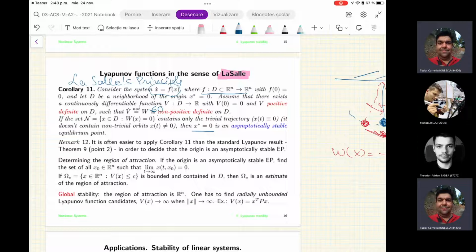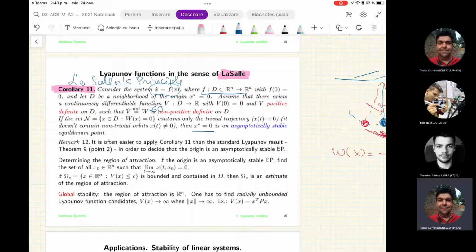Usually, most of the time, it's easier to use LaSalle's principle, so Corollary 11, rather than the theorem of Lyapunov itself. Most of the time, it's easier to do this. Very nice principle. Energy thinking from physics. This is very nice from mechanical physics.